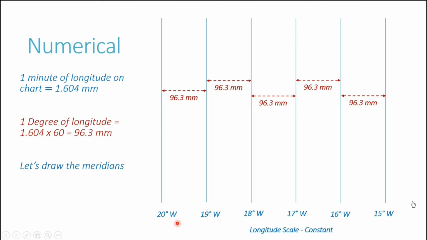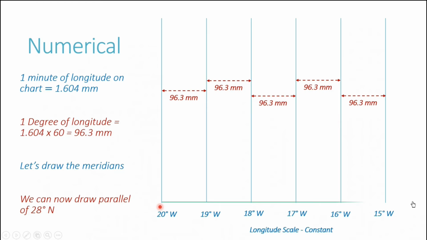Once the meridians are there, based on the longitude scale, which is constant, that is why you see the length between any two meridians is the same in all parts of the chart. Now we know the parallels which we need to draw, that is 28 degrees north to 32 degrees north. So my bottommost parallel will be 28 degrees north. So we can now easily draw the bottommost parallel here.